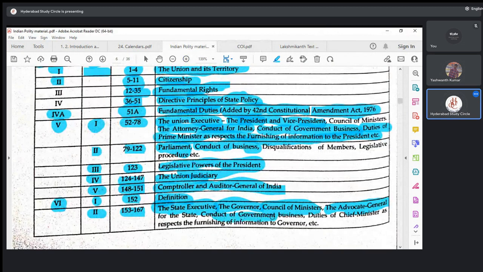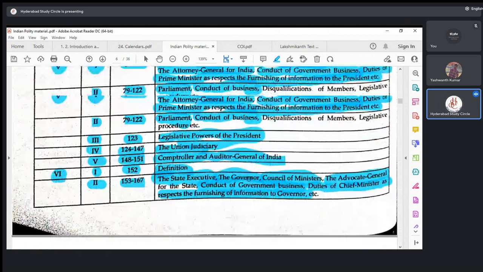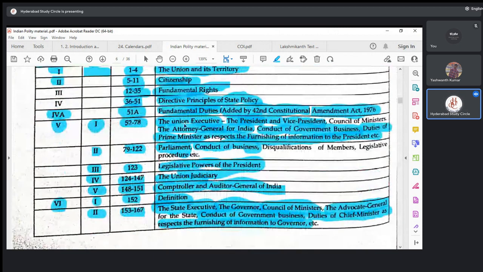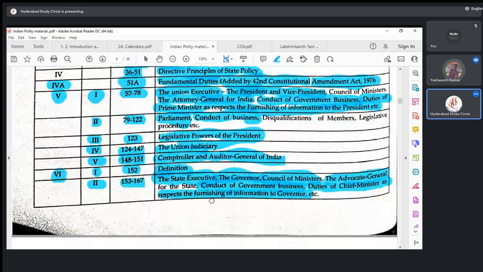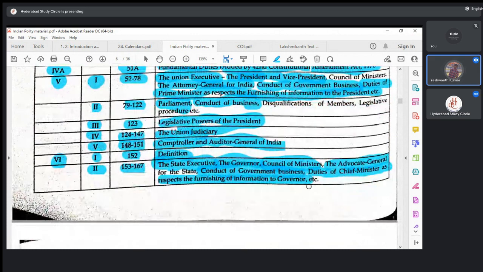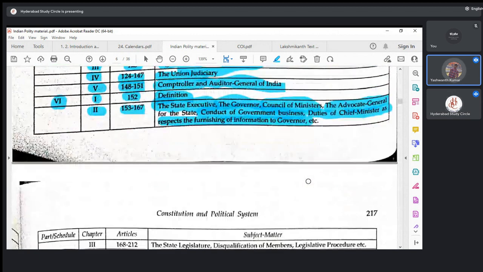After that, Conduct of government business. Then, Duties of Chief Minister as respects the furnishing of information to Governor, etc. What was it here? Duties of the Prime Minister with respect to the furnishing of information to the President. Here you have Chief Minister with respect to information to the Governor.